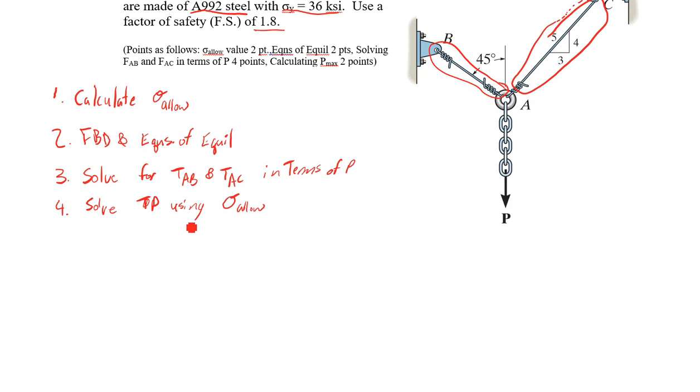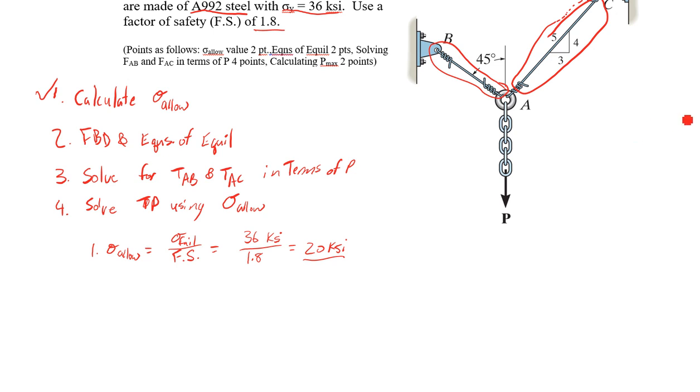We'll start with sigma allowable. If you recall from the section, we had sigma allowable as our sigma at failure over our factor of safety. So that is going to be our 36 KSI divided by 1.8. So that will get us 20 KSI. Alright, so we've got that section done.